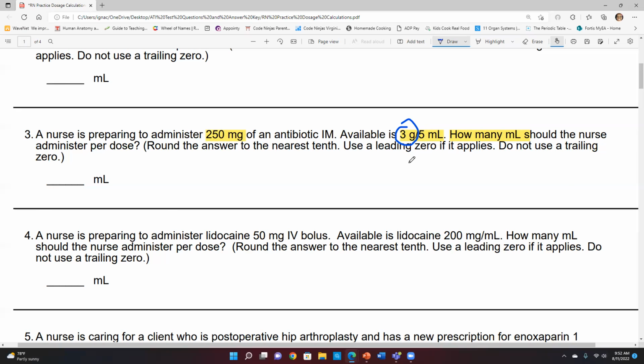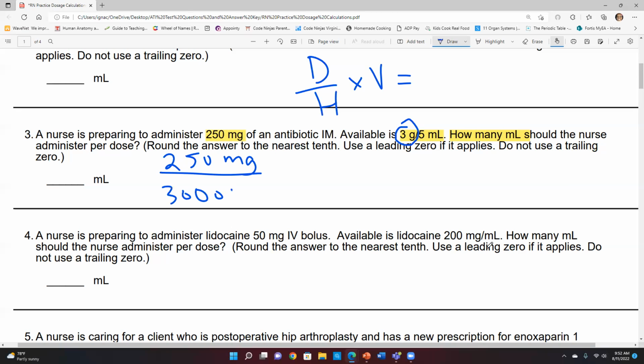All right, so let's set it up with our formula. And again, we have D over H times V, and that will give you your answer. So what is desired is 250 milligrams. That's what's desired to be given to the patient. We know that 3 grams is 3,000 milligrams, and it comes in 5 mLs.